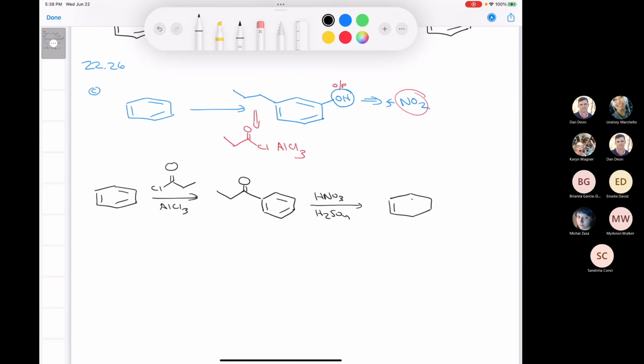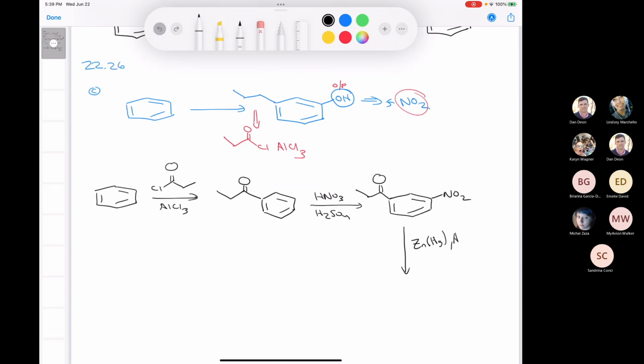That gives us something that looks like this. There's our acyl group. There's our nitro group. So now we need to reduce the carbonyl. And I don't remember if we discussed this in the aldehydes and ketones chapter, but if you do a Clemmensen reduction, which is the zinc mercury amalgam, remember that? You put zinc and then mercury like that, and HCl, and then you heat that up.